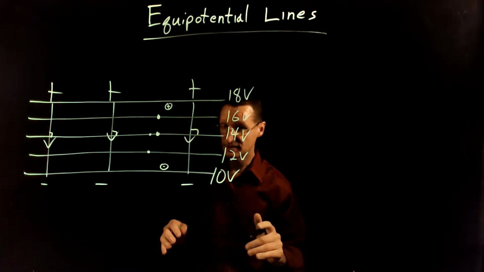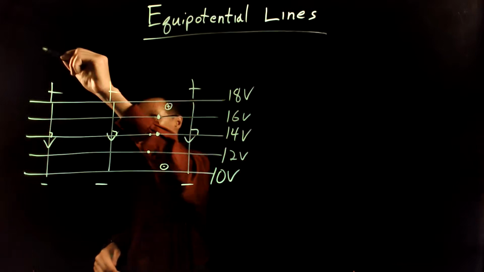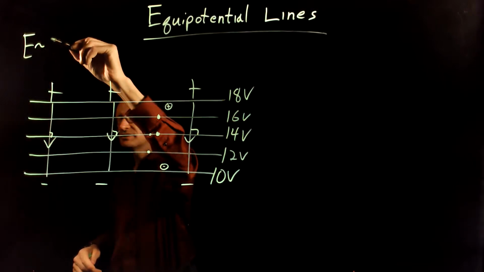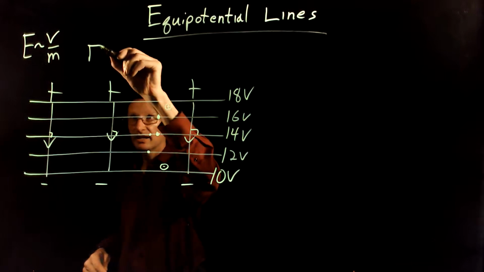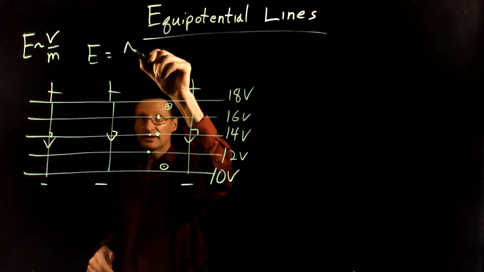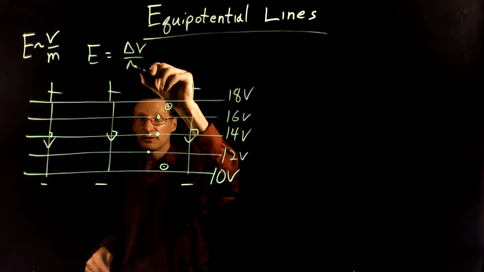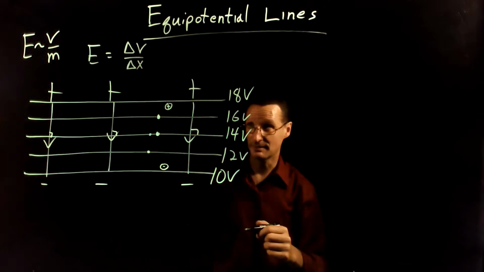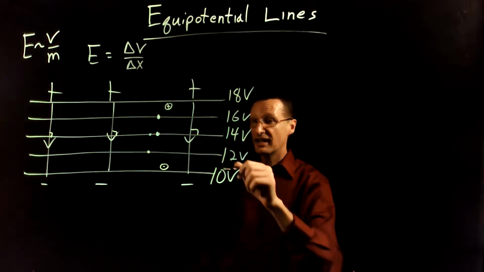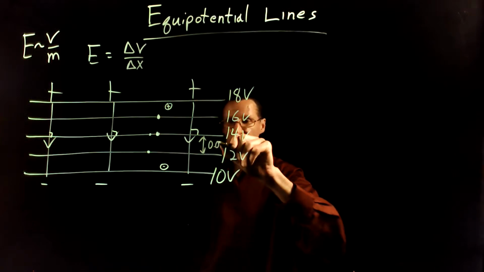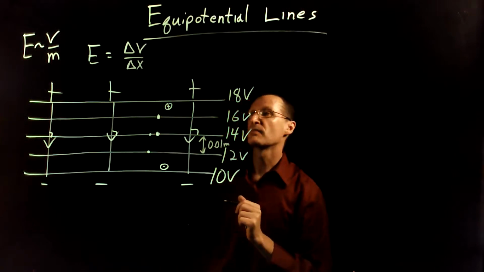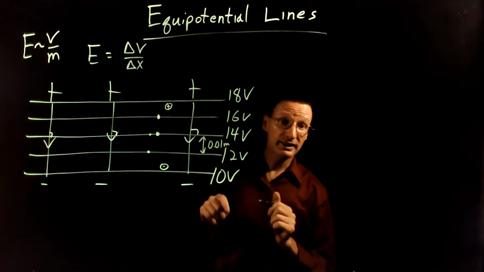Speaking of voltage differences, that is what the electric field tells you about. So electric field has units of volts per meter. And in fact, in detail, the electric field is going to be the change in voltage over the change in position. So if I knew the spacing of these lines was 1 centimeter, which is 0.01 meters, then I could figure out the electric field.